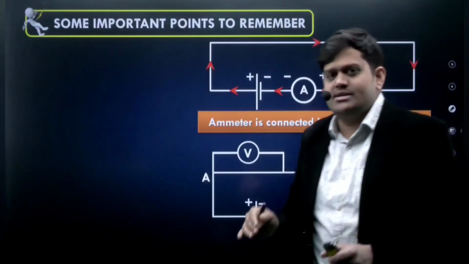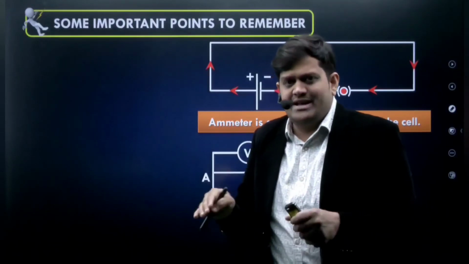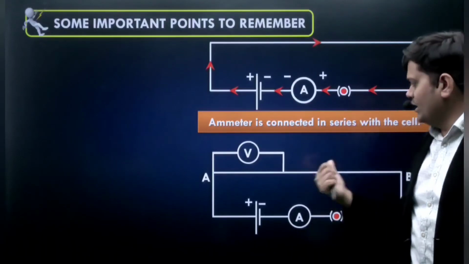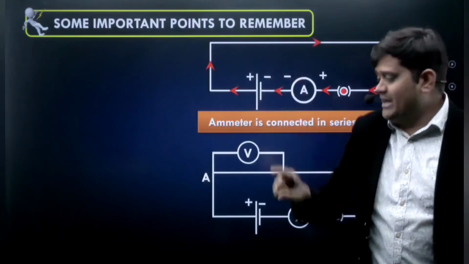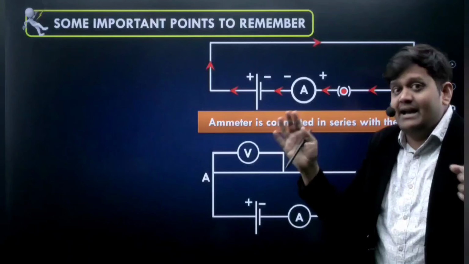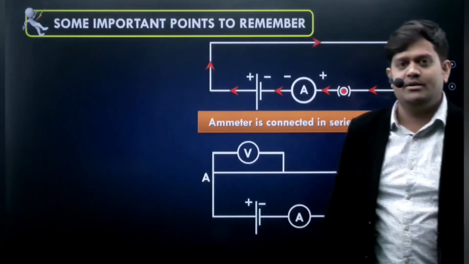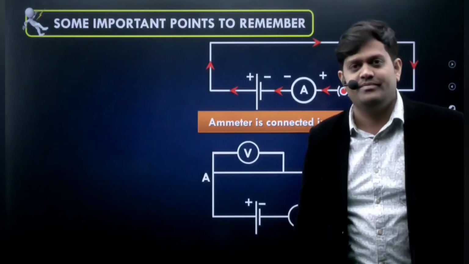Ammeter has the low resistance, so it is connected in series. There is no disturbance in the flowing of current. And the voltmeter has the high resistance. If it is connected in series, there is a problem in flowing the current because it has the opposition.